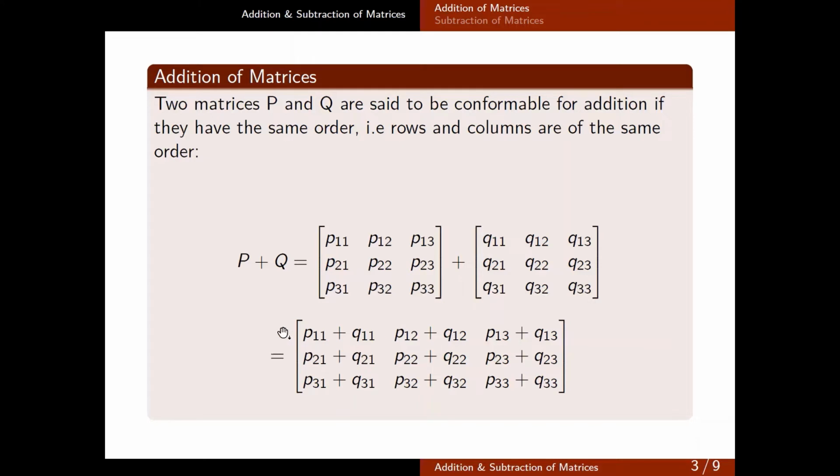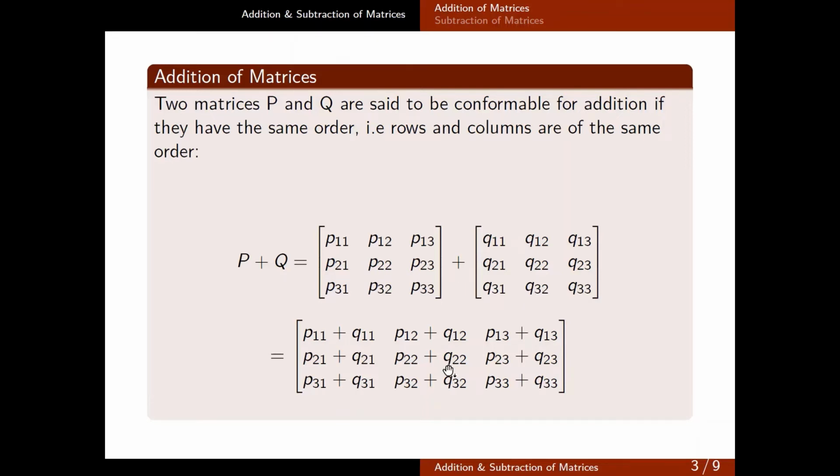As we can see from here, we have matrix P plus matrix Q. So we have P11, P12, P13, where P11 is the first element in the first row, first column. P12 is the element in the first row, second column, all the way to P33, which is in the third row, third column. Then we add the Q's, all the way through.